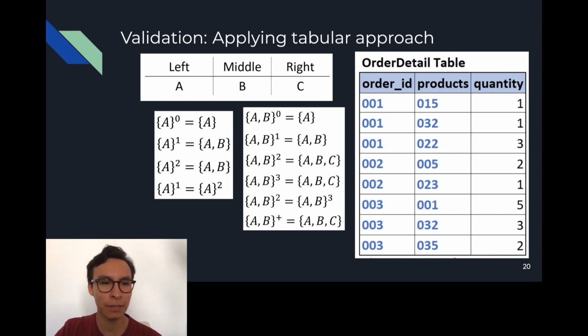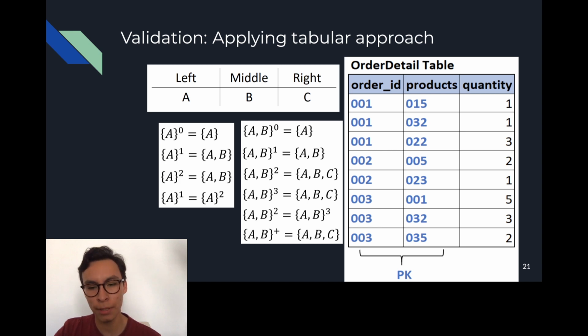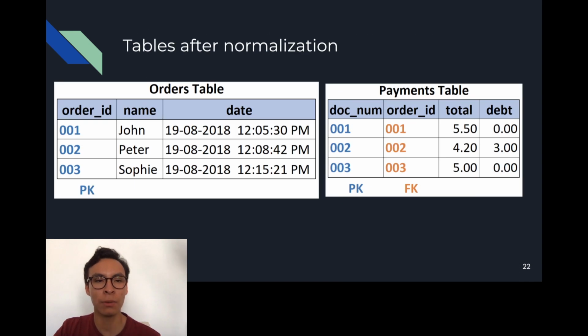Using both left and middle columns, we can get to all the columns in the table, and that means that we have successfully found which should be the key of our relationship. In this case, we have a composite key of the columns order ID and products. That will be the primary key of the relationship, since these two columns combined can successfully identify any register in the table. After normalizing and finding the keys, we end with our tables after normalization.